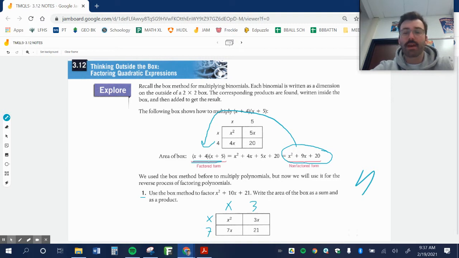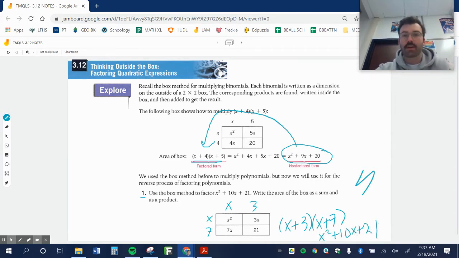Write the area of the box as a sum and as a product. Well, the product would be x plus 3 times x plus 7. The sum would be x squared plus 10x plus 21, which we already got from here. That is the sum, that's our non-factored form right here. This is the factored form.